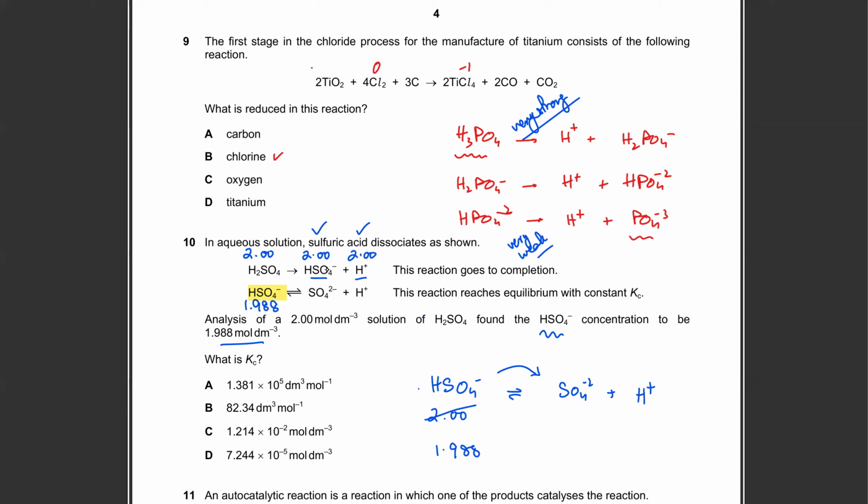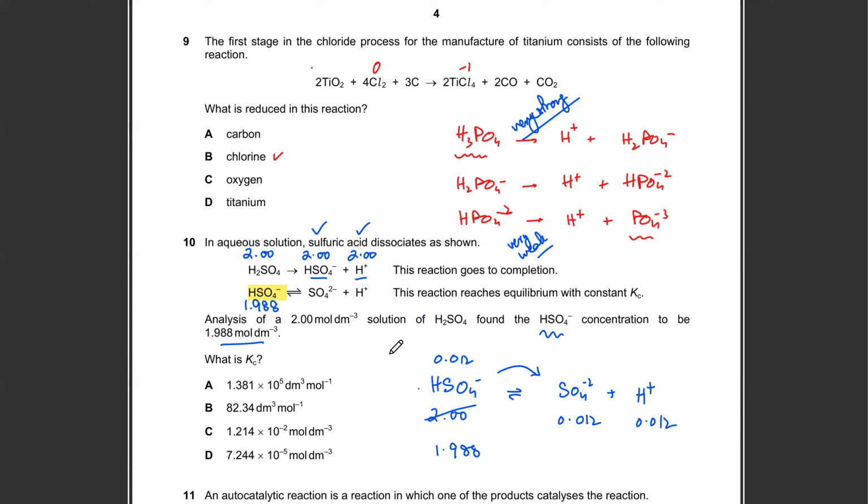What is that tiny bit? Can you subtract 2 and 1.988? 0.012. So that means 0.012 dissociated as well, right? So it's going to produce how much sulfate ion? That's going to produce 0.012. And this will also be 0.012.